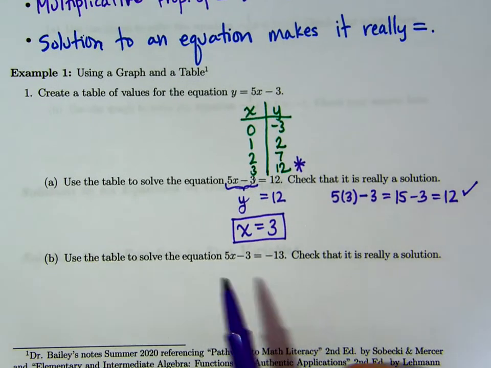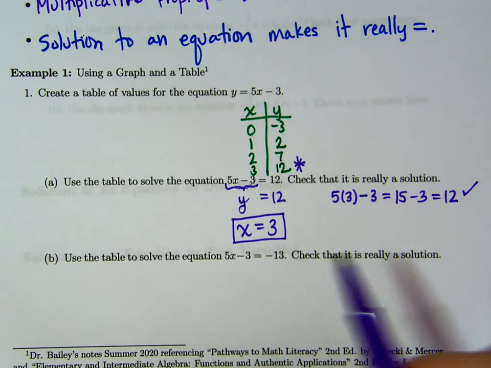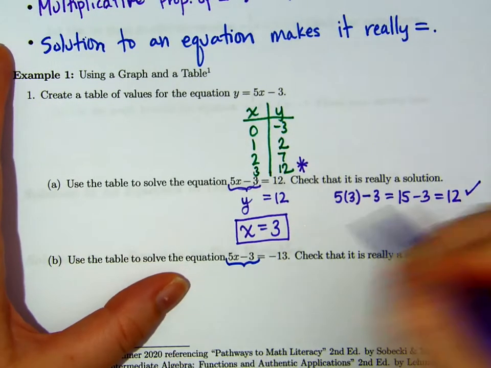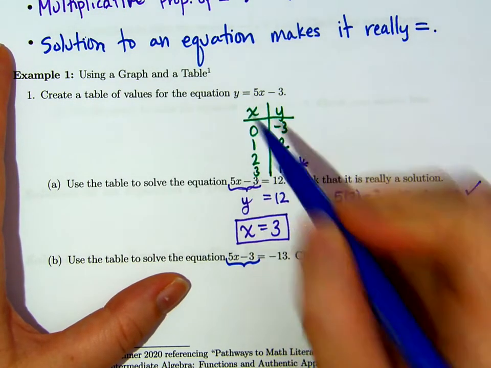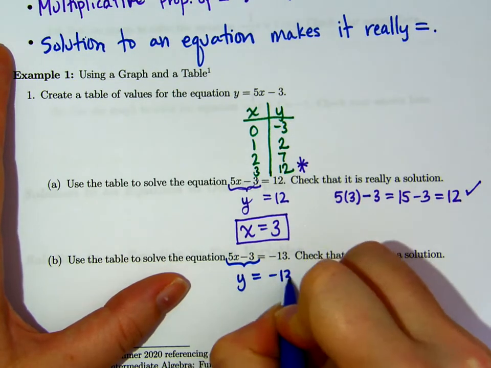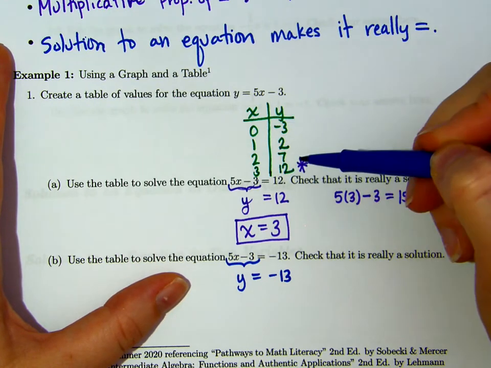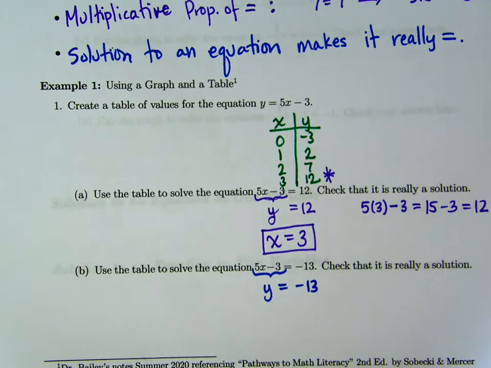Use the table to solve the equation 5x minus 3 is equal to negative 13. So again, we're looking at this and we're thinking to ourselves, well, that's the same as y, because 5x minus 3 is equal to y. But I do not see negative 13 in my list of y values. So I'm actually going to have to extend my table of values.